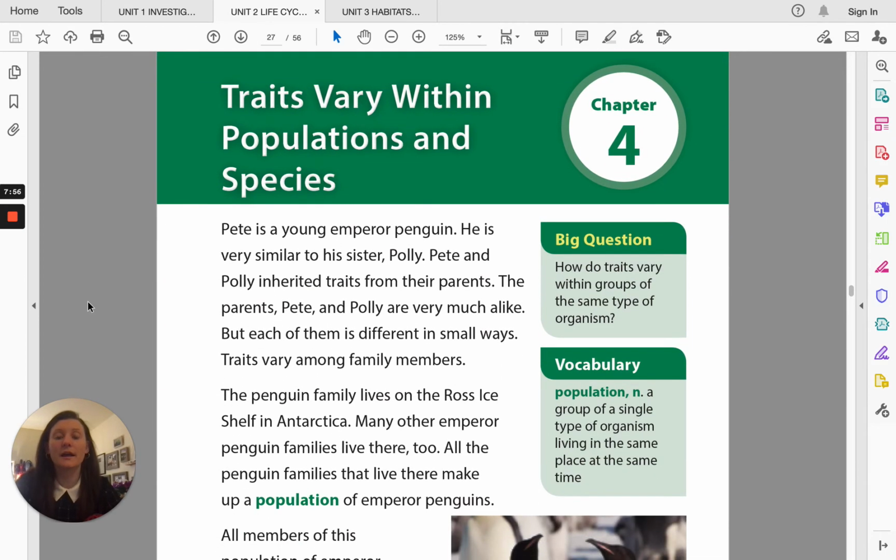All right, and then we're going to head on to Chapter 4, which is on traits vary within populations and species.